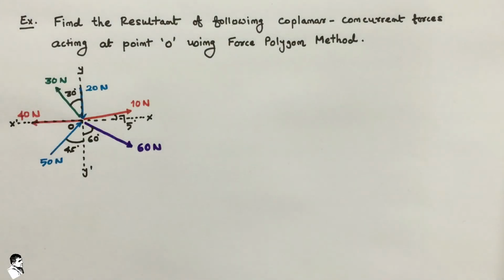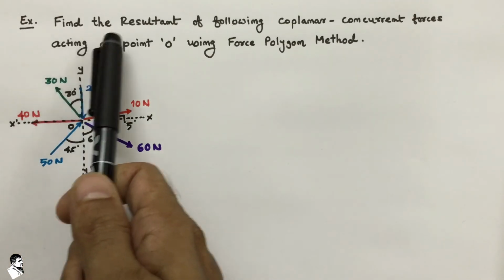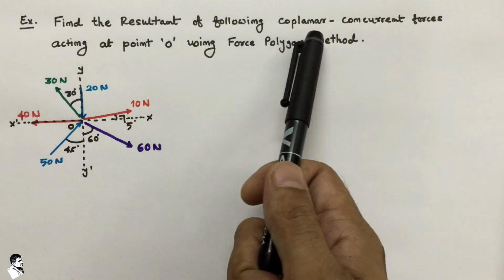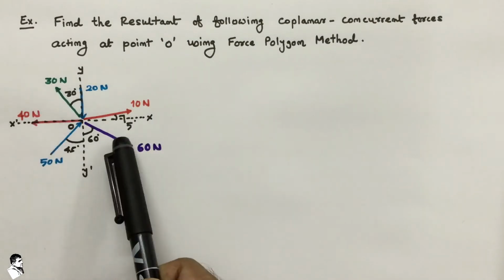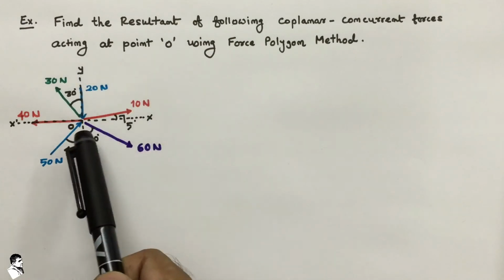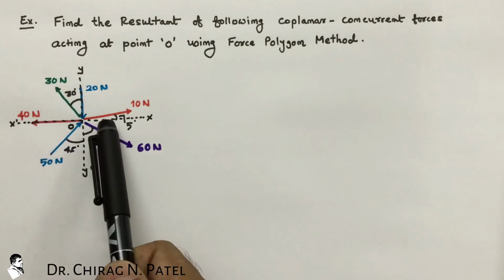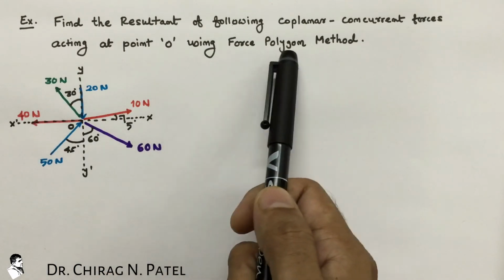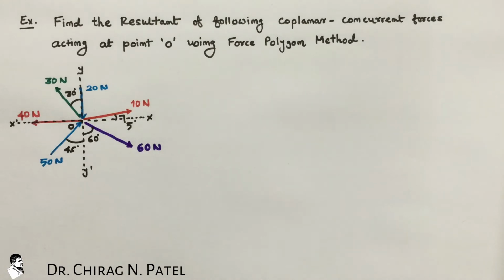Now let us understand the force polygon method with one example. In this example, the question is to find the resultant of the following coplanar concurrent forces. These are the forces acting at point O. This is the point where all the forces are acting, and by using the force polygon method we have to find out the resultant of the given forces.